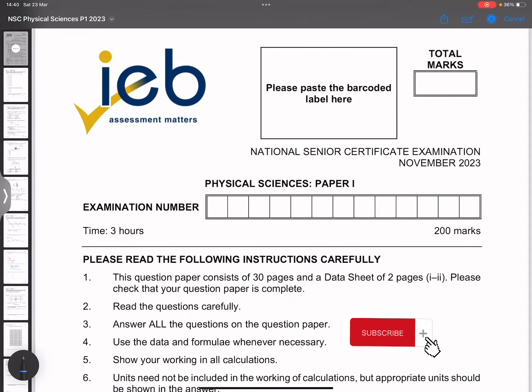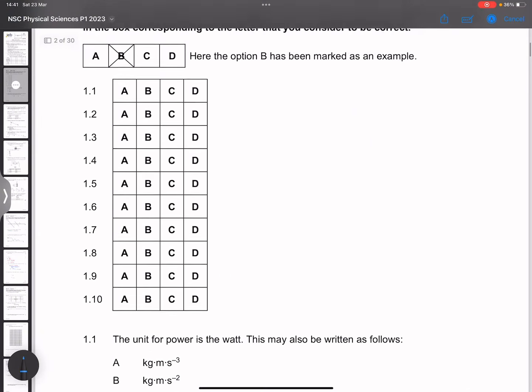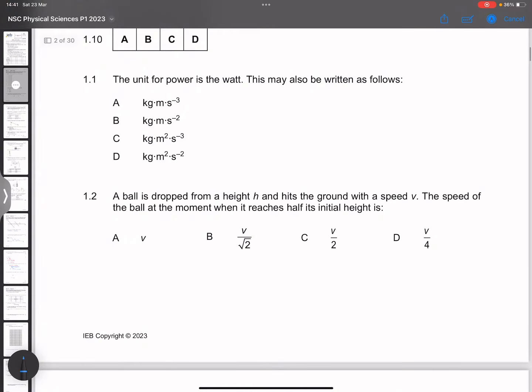Otherwise, I hope that you'll enjoy the rest of this paper as I discuss it with you. Let's start. Okay, right, so we start with the multiple choice section. Right, I'm going to start with the very first one.